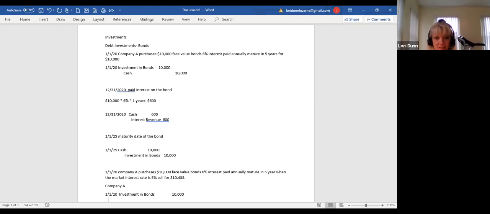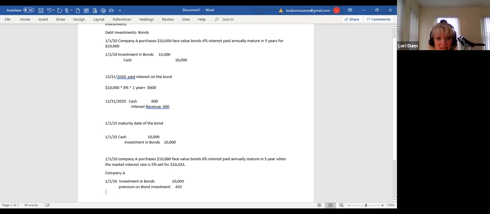They're going to debit premium on bond investment for the $433, and then they will credit cash for the $10,433. So just like a company buying the bond has to store the discount portion in a discount on bond investment, which would be considered a contra account, when the investor purchases above face value for a premium, they store the premium in an adjunct account for the bond investment.